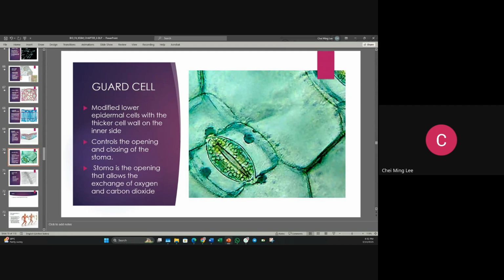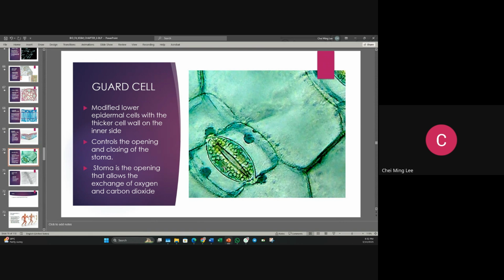Then guard cell. Guard cell is actually these two. These two are guard cells. Normally you can find this at the bottom of the leaves. This is just like I said, the gas will be allowed to go into the cell, right? So how does it go through this guard cell? It is a modified lower epidermis cell with a thicker cell wall on the inner side. Here, the cell wall is a bit thicker.